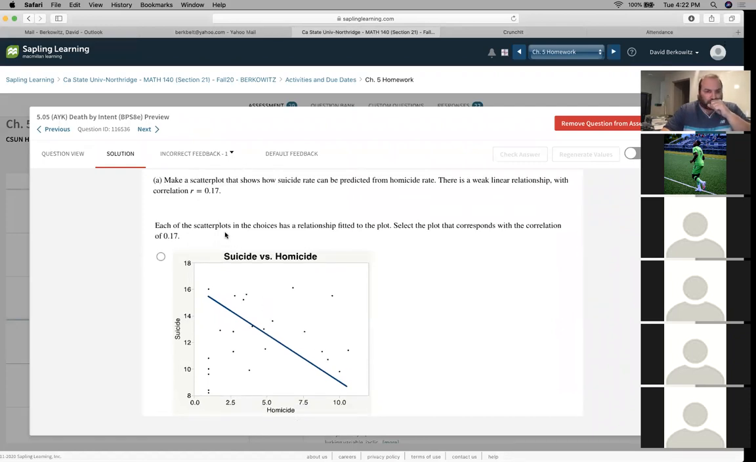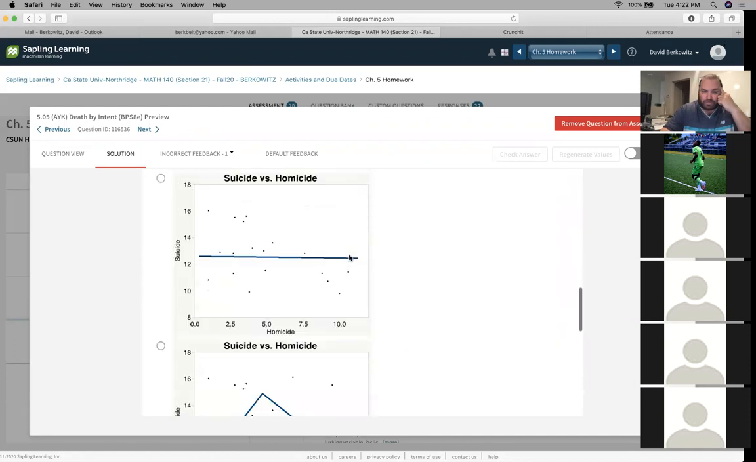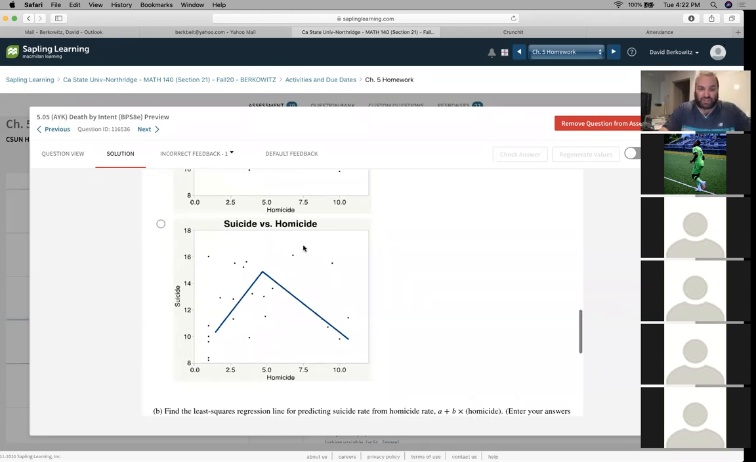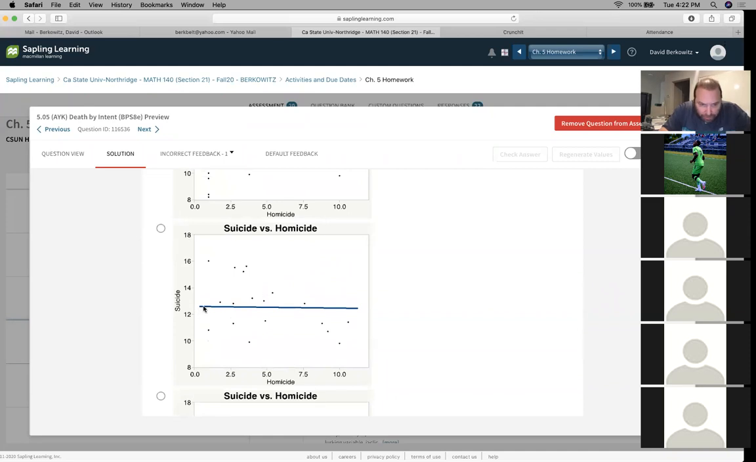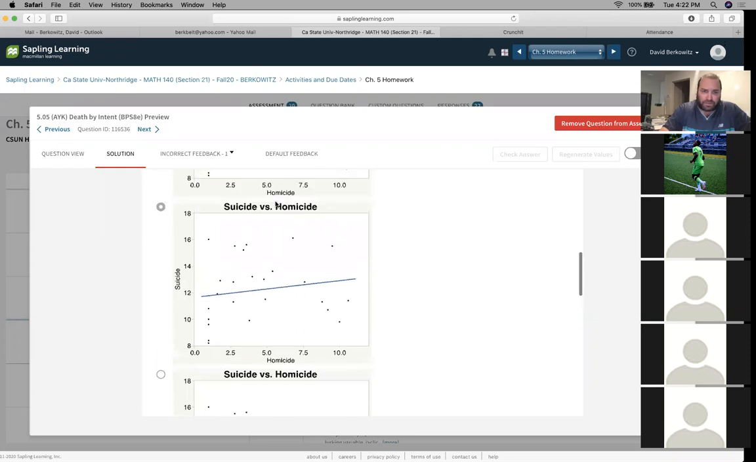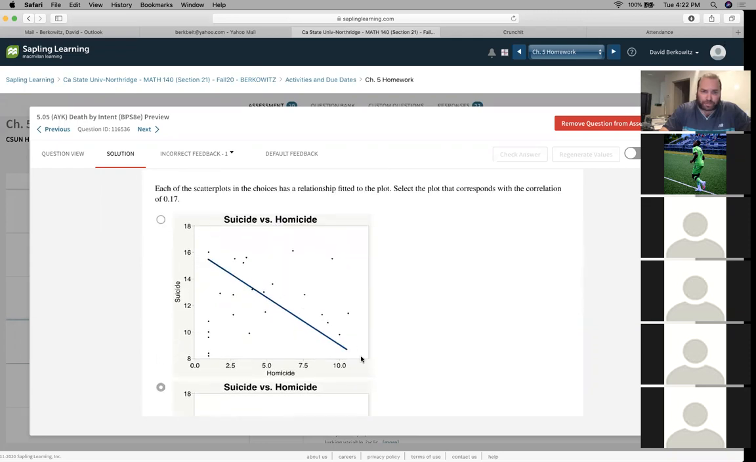Now, each of the scatter plots in the choices had a relationship fitted to the plot. Select the plot that corresponds with the correlation of 0.115. Well, first of all, this one's certainly out because this is on a line. This one is fairly flat. This one is fairly positive. This one is fairly negative.